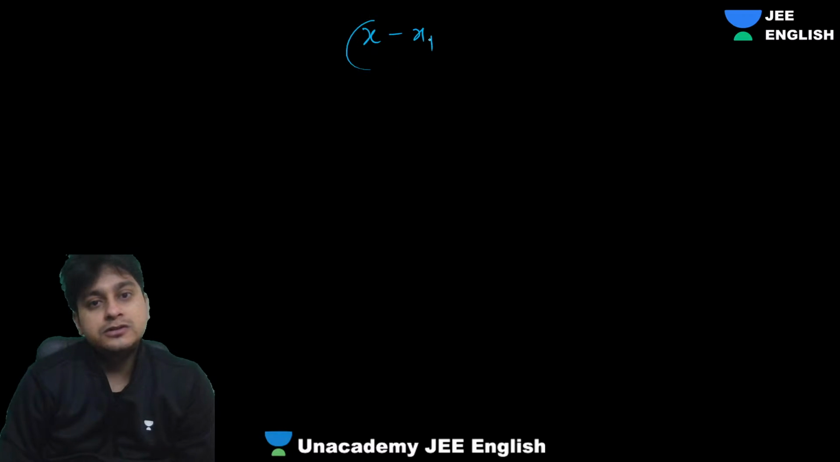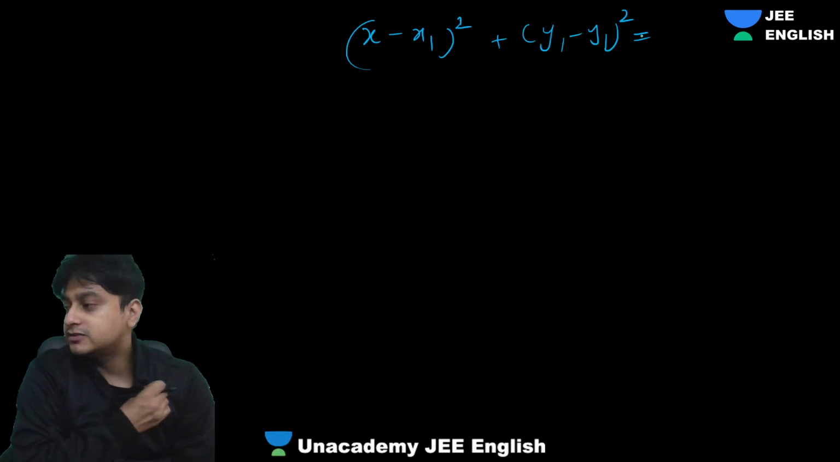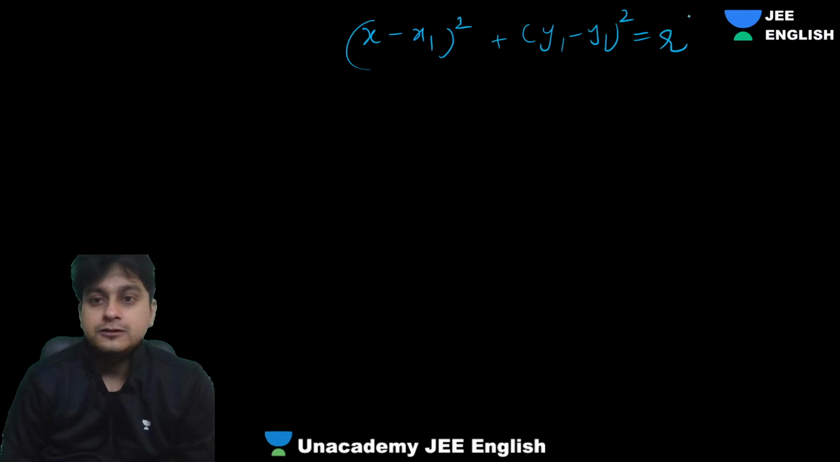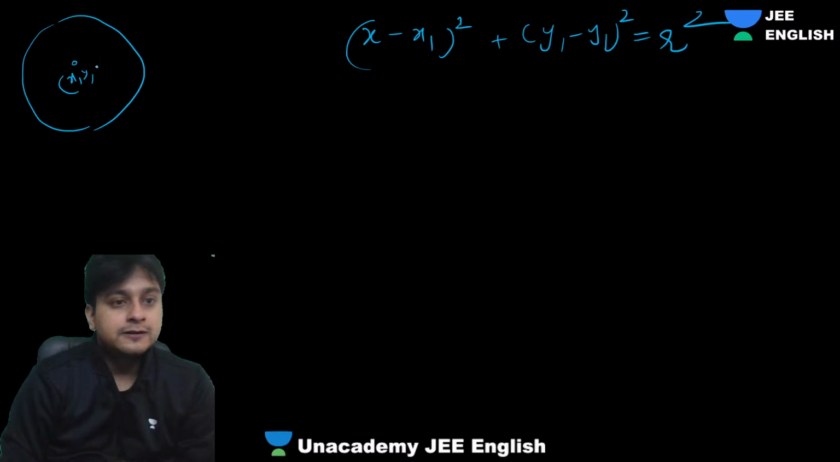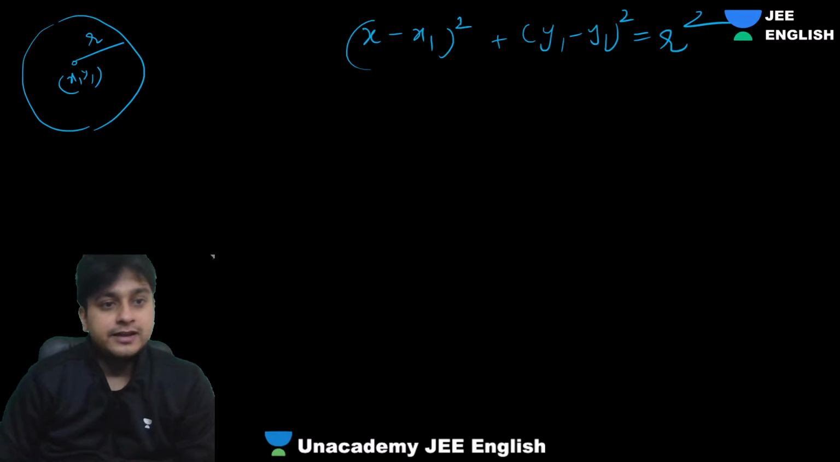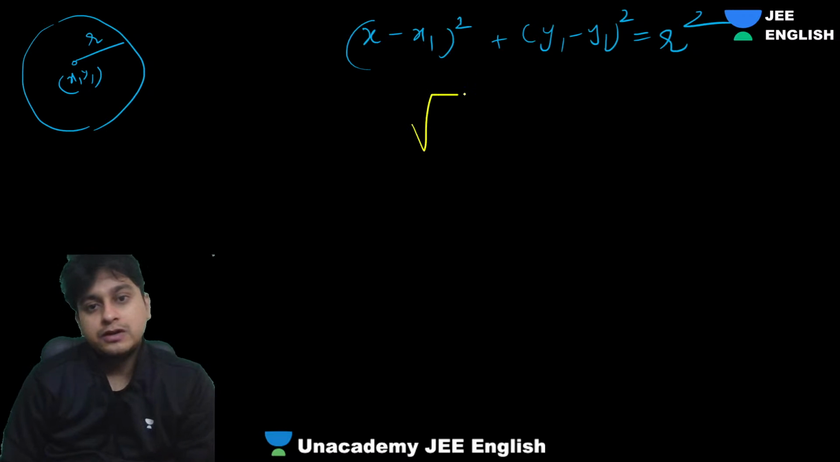So, actually, guys, you all might be knowing that (x minus x1) whole square plus (y minus y1) whole square equal to r square is the equation of a circle with center (x1, y1) and radius r. Isn't it? Everyone knows this thing. In complex numbers also we get this kind of thing. Guys, if you just take the root, what are we getting?